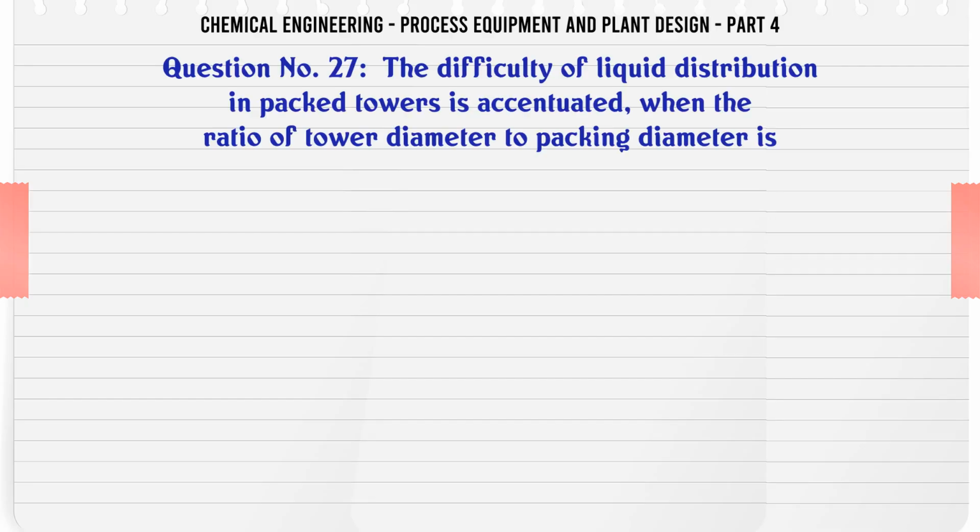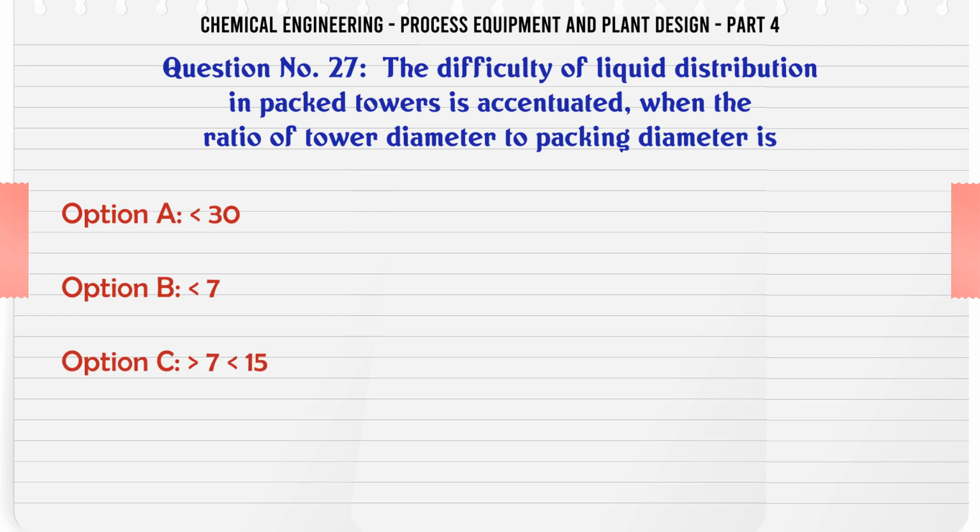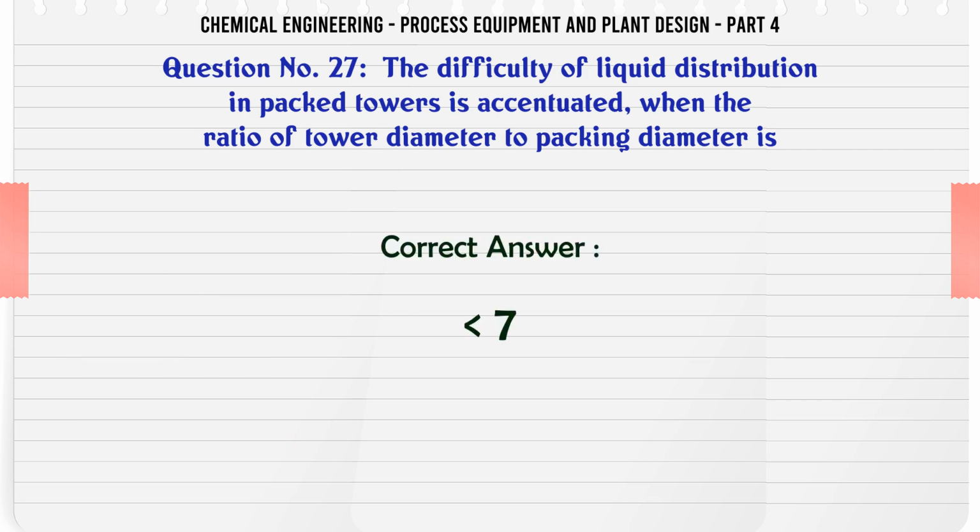The difficulty of liquid distribution in packed towers is accentuated when the ratio of tower diameter to packing diameter is A. 30, B. 7, C. 715, D. 2050. The correct answer is 7.